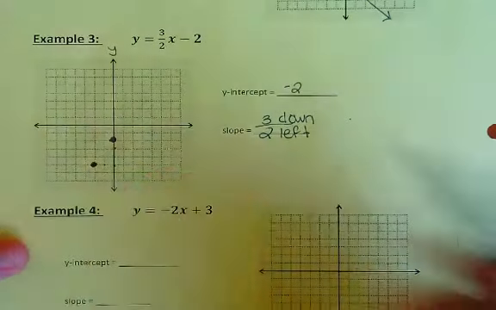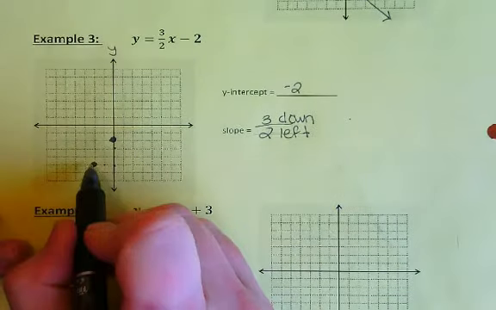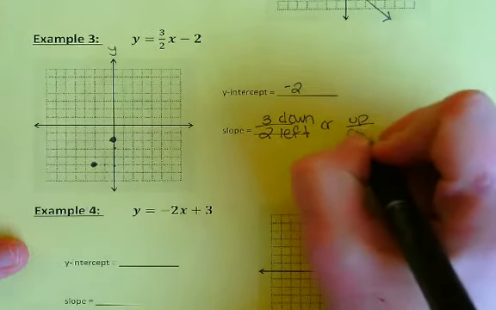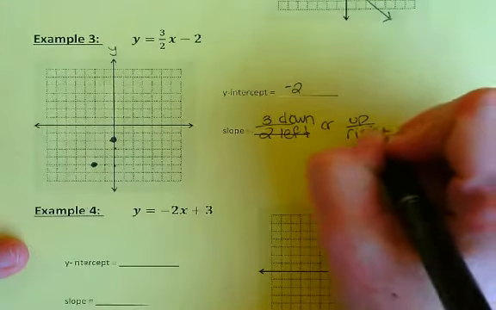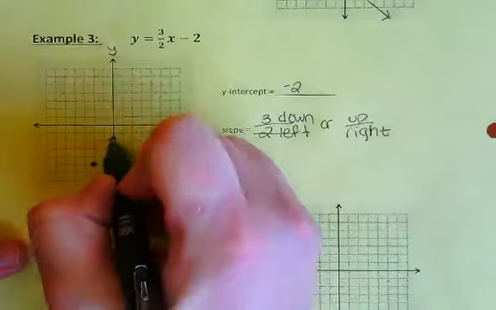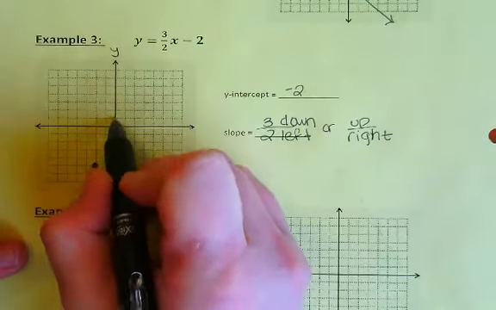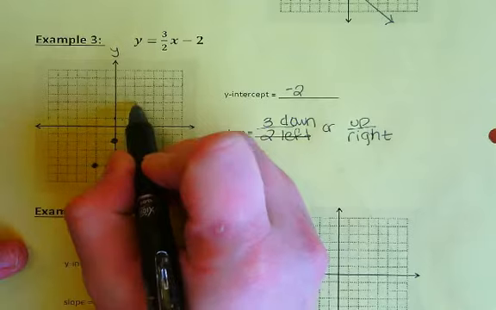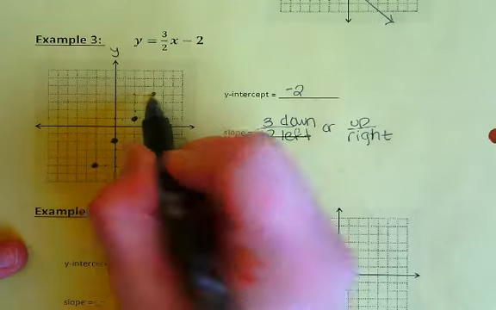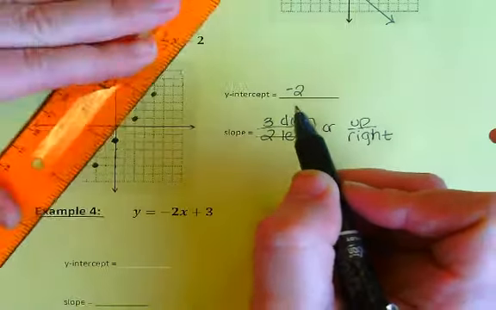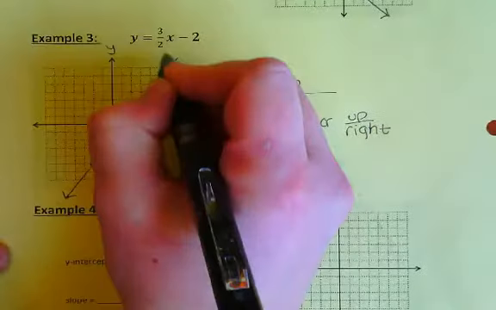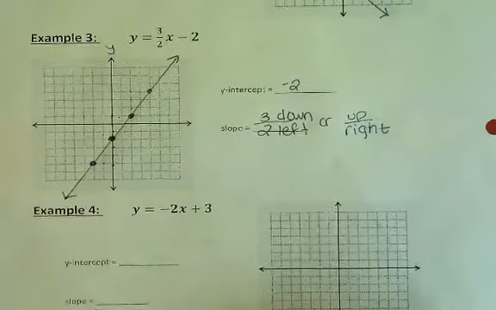I want to do more than 2 points. Since I can't go down and to the left again, I'm going to go up and to the right now. So back at my y-intercept, I go up 3, 1, 2, 3, and to the right 2, 1, 2. Up 3, right 2. And then I use my ruler to connect my points, making sure the edges of the line or the arrows on the line go off the coordinate plane.